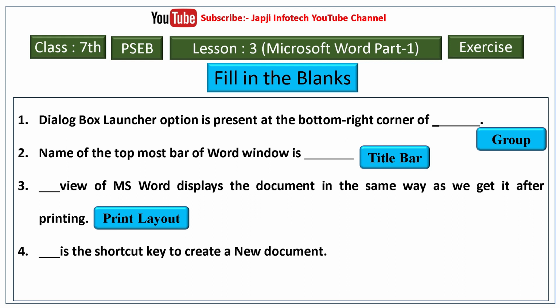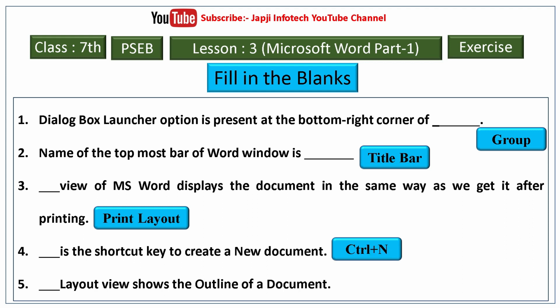And fourth one is: dash is the shortcut key to create a new document, and the right answer is Ctrl plus N is the shortcut key to create a new document. And fifth one is: dash layout view shows the outline of a document, and the right answer is outline layout view shows the outline of a document.